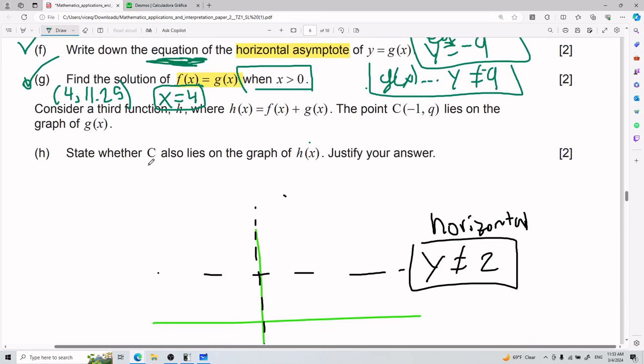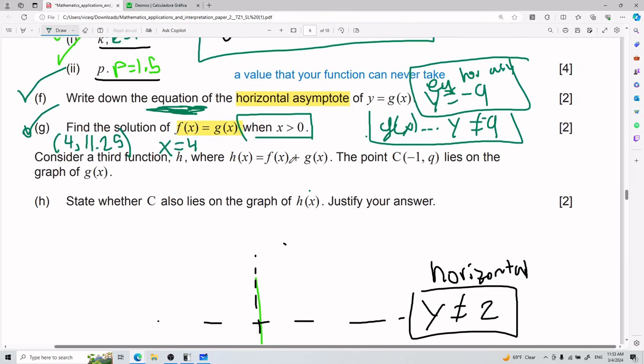All right, and h, we're almost done. We need to consider a third function, h, where h is the sum of both functions, f of x and g of x. That tells us that point C, which is -1, q, lies on the graph of g of x. We need to state whether C also lies on the graph of h of x.